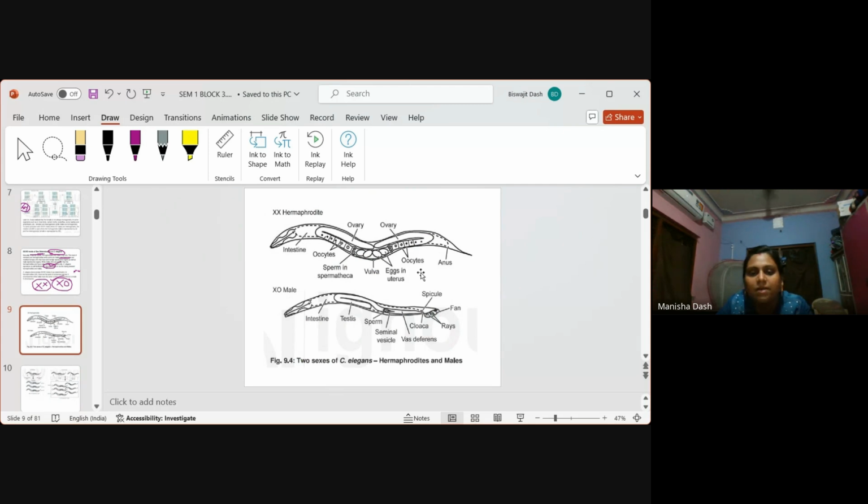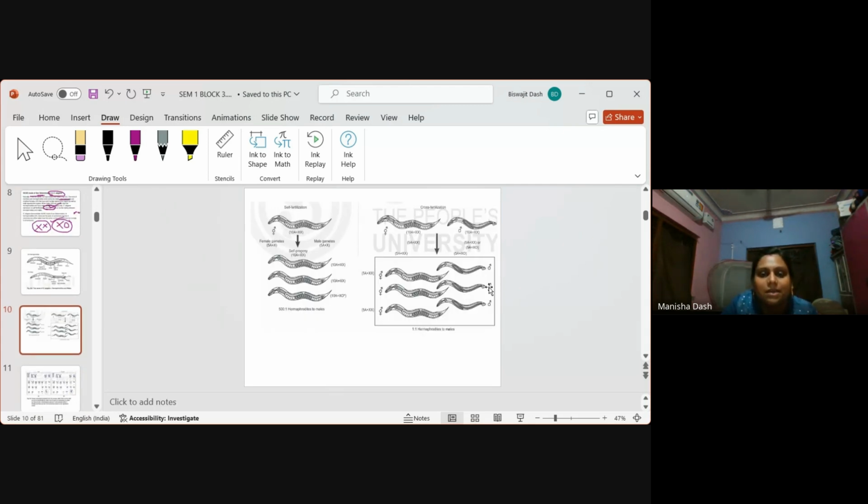This is determined based on the fertilization status. There could be 2 possibilities. Since the hermaphrodite has both male and female sex organs, it might go for self-fertilization. Self-fertilization means the ovum and the spermatozoa are produced by the same individual. If there is self-fertilization, then all the fertilized eggs will develop into hermaphrodites. But if there is cross-fertilization, cross means different.